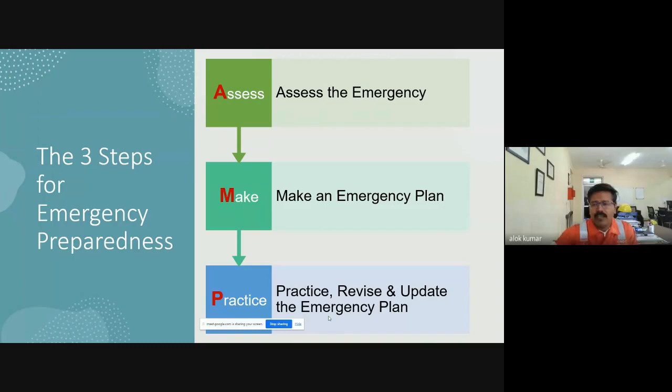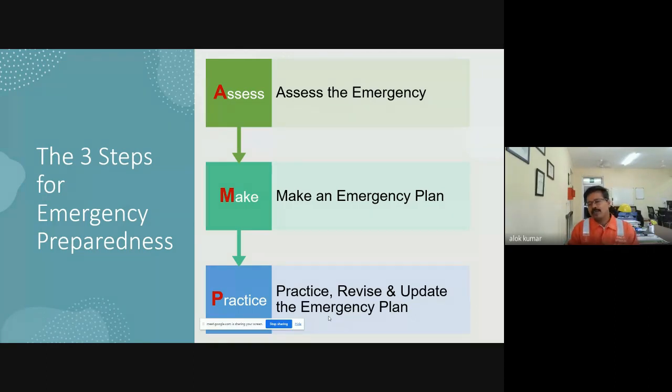So a high-rise building will have emergencies, such as the collapse of the building during any earthquake, or if there is an explosion in any gas cylinder, that can also cause a collapse. So we have to first assess the scenario, assess what kinds of emergencies can be created in our premises.